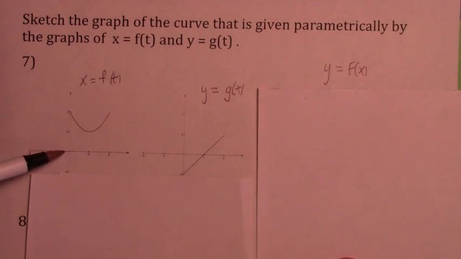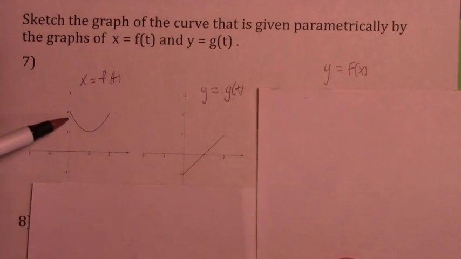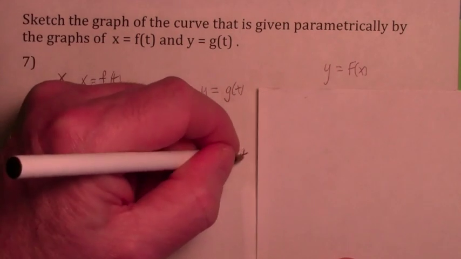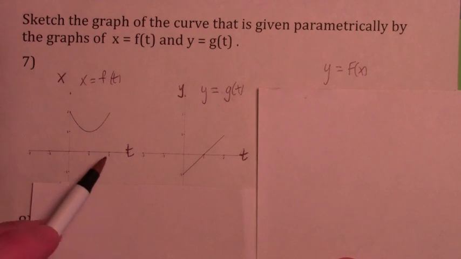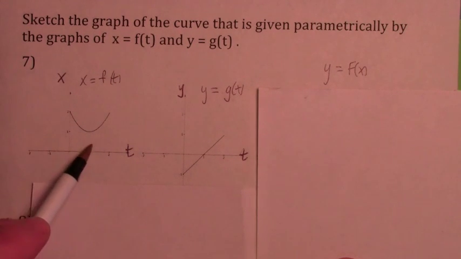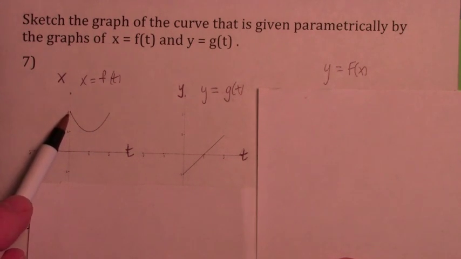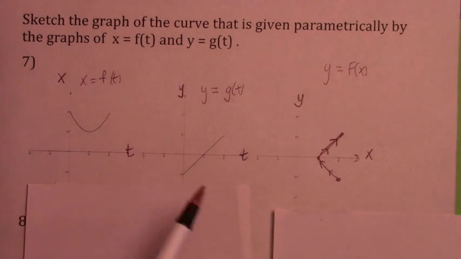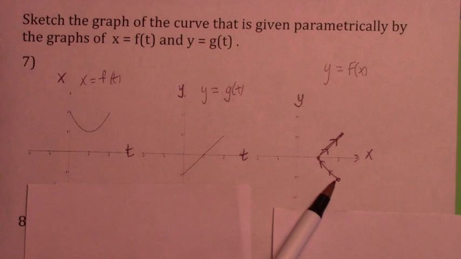Notice both of these are defined for t between 0 and 2. Do you see that? This is the t-axis. This is the x-axis. This is the t-axis here. This is the y-axis. So it's only defined between t equals 0 and 2. At t equals 0, x is 2 and y is negative 1. So you have the point 2, negative 1. That's that point right there.